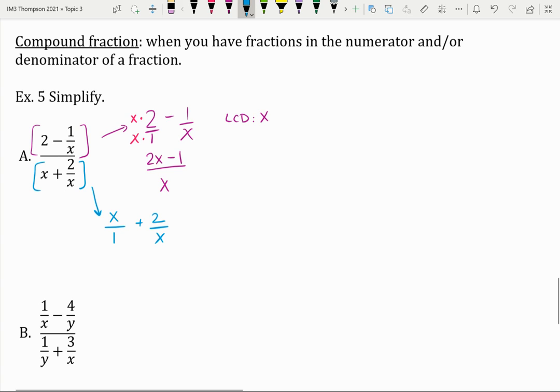And in order to add or subtract fractions, I need a common denominator. Again, my common denominator is just going to be x. Well, I already have x here. Perfect. Here I have 1. How do I get to x? Just multiply by it. So I multiply the bottom by x, and I multiply the top by x. Now I have a common denominator. I can write them all over x. And I'm left with x times x is x squared plus 2.